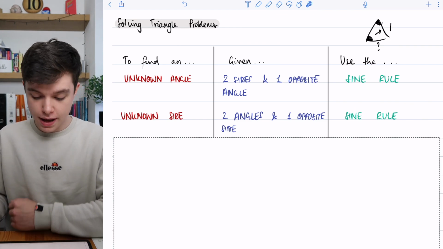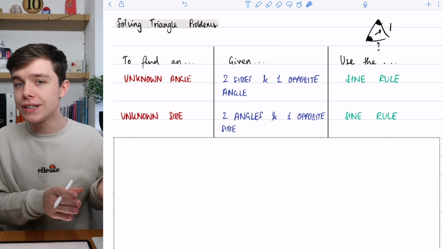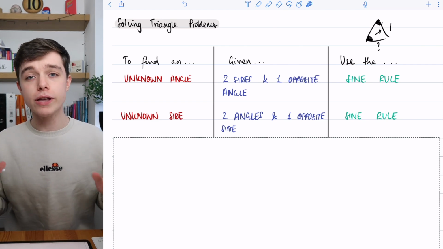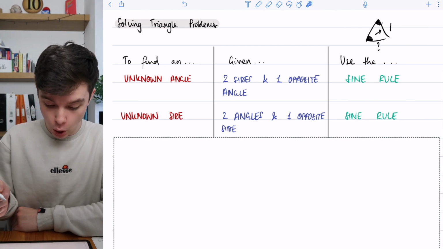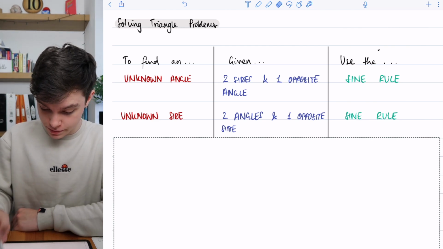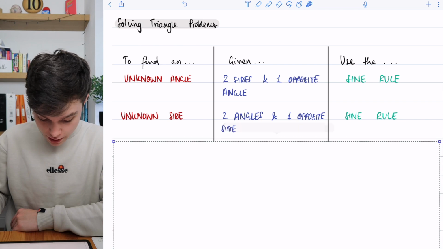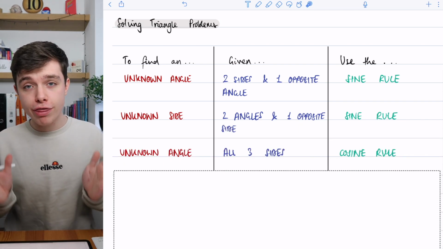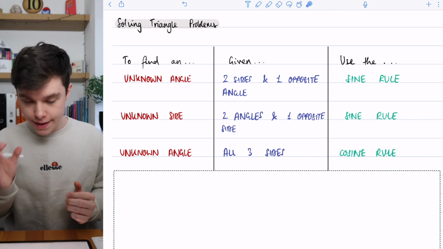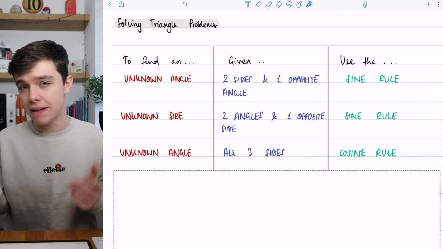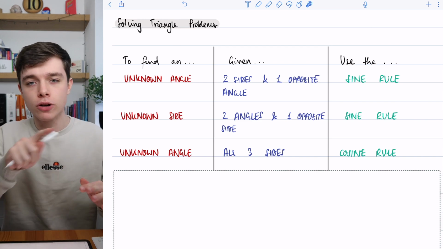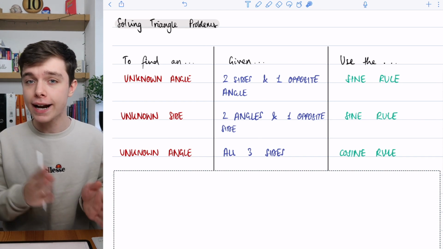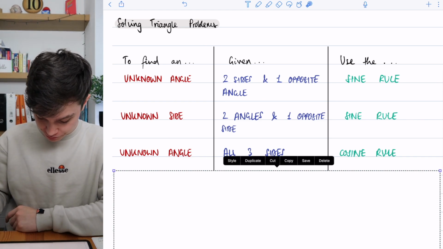So we're going to use the sine rule. I'm going through this quite quickly because I covered this in the video on the sine rule and then in a minute on the cosine rule as well. It's just quite useful to go through the information before we do some triangle problems. Okay, so next, if we want to find an unknown angle and we have all three sides of the triangle, then we want to use the cosine rule. I think that's quite straightforward. Picture a triangle, you know all three of the sides, they're all given, and you want to work out an unknown angle, use the cosine rule.